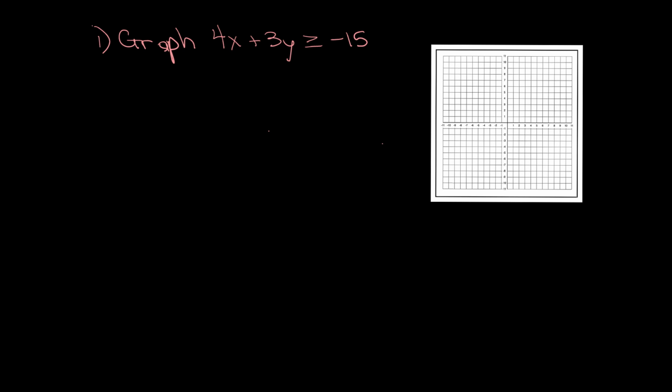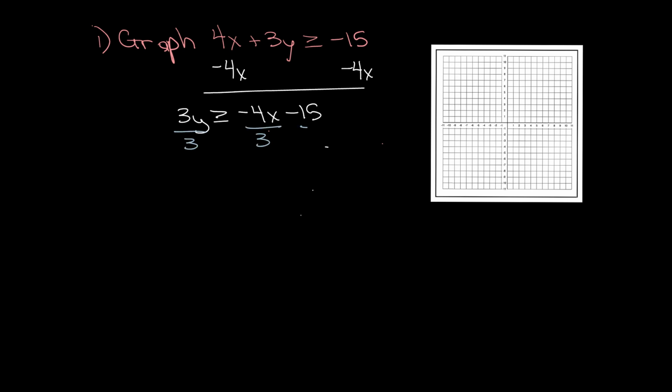In this problem, I'm going to graph 4x plus 3y is greater than or equal to negative 15. So again, the first thing that I want to do is solve for y. So I'm going to subtract 4x from both sides. So I get 3y is greater than or equal to negative 4x minus 15. And then I'm going to divide by the 3, again, to get the y by itself. So if I divide everything by 3, I get y is greater than or equal to negative 4/3 x minus 5.